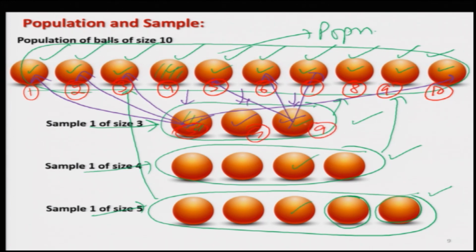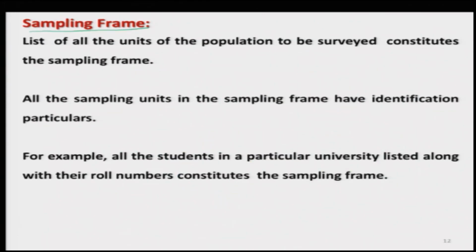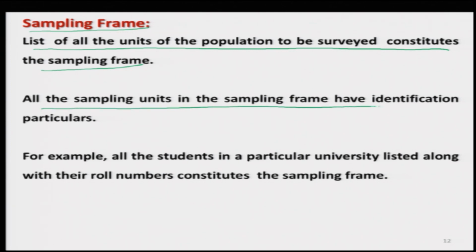Now, I can determine that from the population, these 3 balls in my sample, what are they representing. So, this collection of balls, when we are trying to give an identification tag, is called the sampling frame. It is as simple as that, right. So, I can define it formally: the list of all the units in the population to be surveyed constitutes the sampling frame. And there is one more condition, that all the sampling units in the sampling frame have identification particulars.